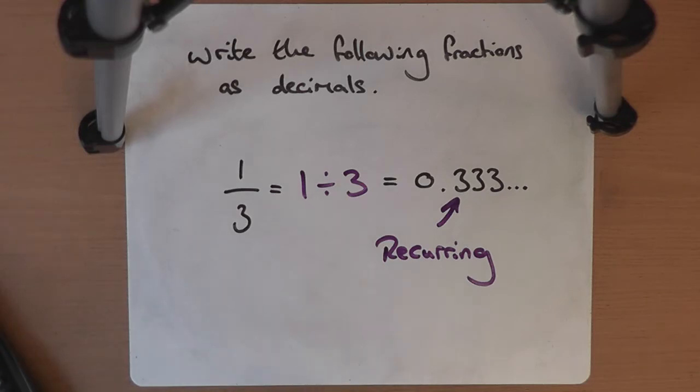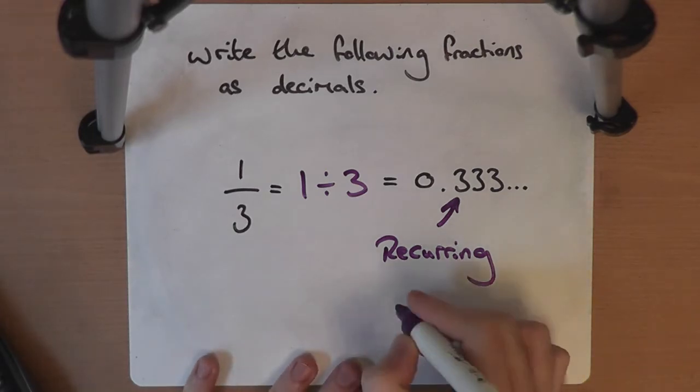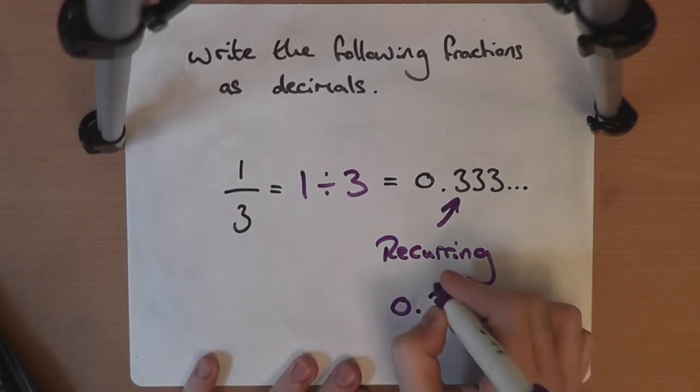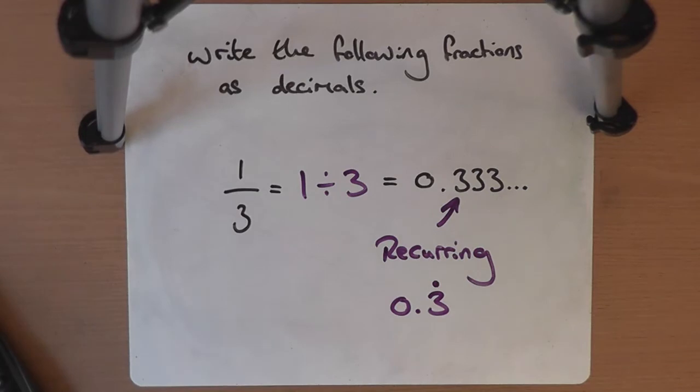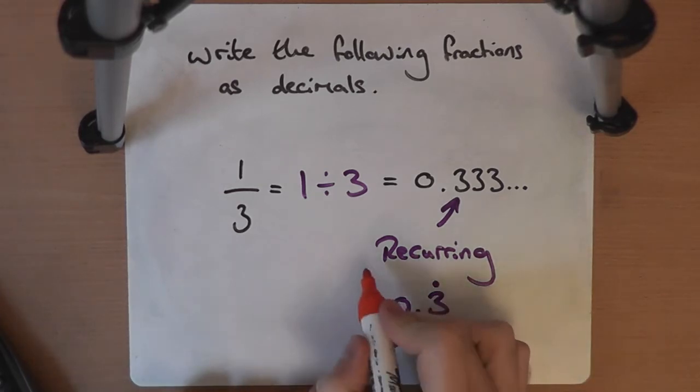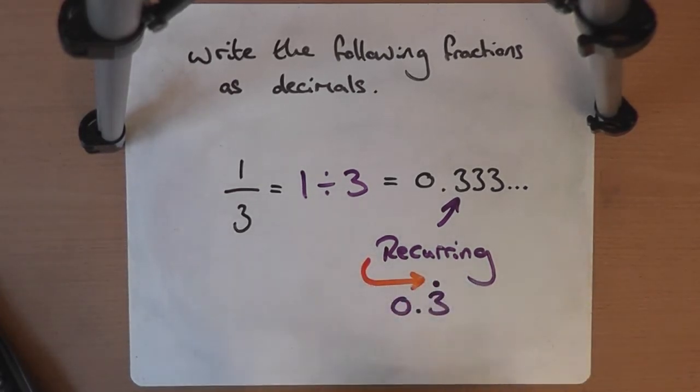It is possible that on your calculator you did not get 0.333. And if you look very closely, you might have seen that you in fact got 0.3 with a little dot above the 3. Now that little dot simply means recurring. It simply means that whatever is underneath the dot goes on forever. You can use the recurring dot if you wish.